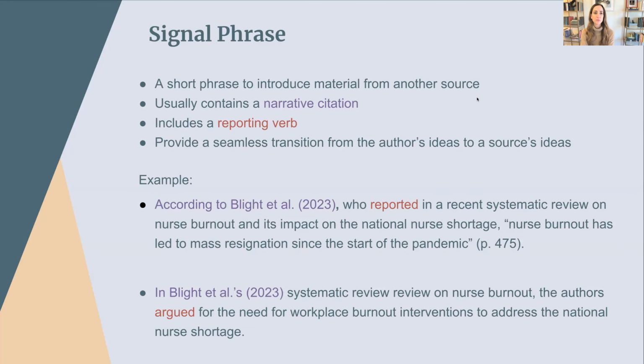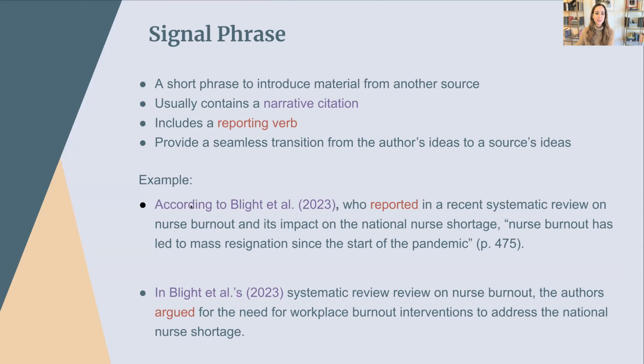So one way to introduce a source is using a signal phrase. This is just a short phrase to introduce material from another source. It's a little bit beyond the narrative citation. A narrative citation doesn't have to contain a signal phrase, but it can. For instance, you may say "according to," and then insert the author. That would just be a narrative citation. But if you also include a reporting verb, then that would be a signal phrase. We'll look at some examples here. Signal phrases also help to provide a seamless transition from the author's idea to the source's ideas.